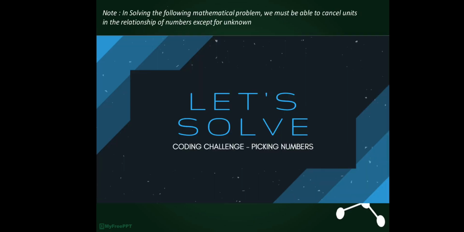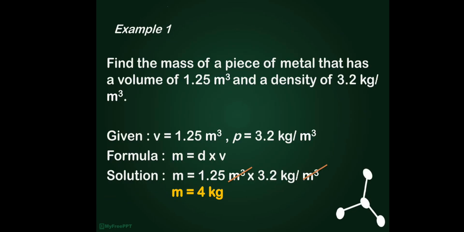So now let's try to solve. Since I gave you the three formulas, and I also gave the summarization on how you can get the formula for each term, now let's solve. Example: find the mass of a piece of metal that has a volume of 1.25 cubic meter and a density of 3.2 kilogram per cubic meter.